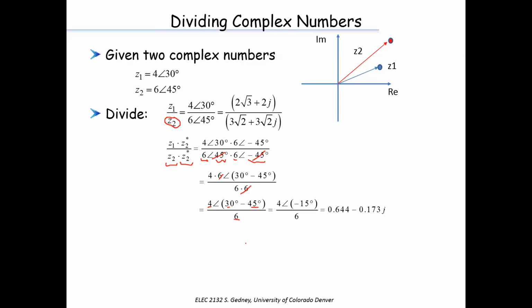What I see is this is the same as dividing the magnitudes and subtracting the angles. So if I'm dividing two complex numbers, it's easiest to do this in polar form. I can do that by dividing the magnitudes and subtracting the angles. This gives me 2/3 angle minus 15 degrees, which turns out to be, in rectangular form, 1.644 minus j 0.173.